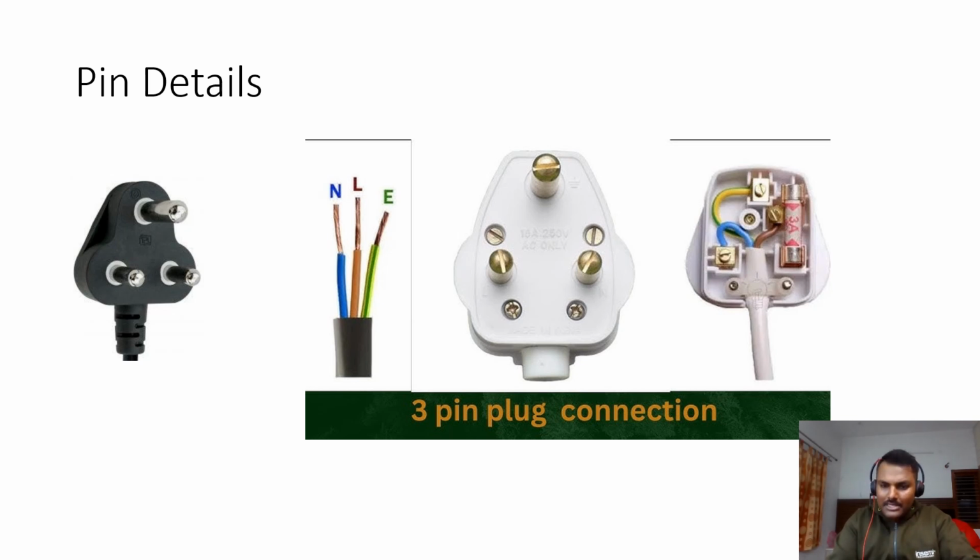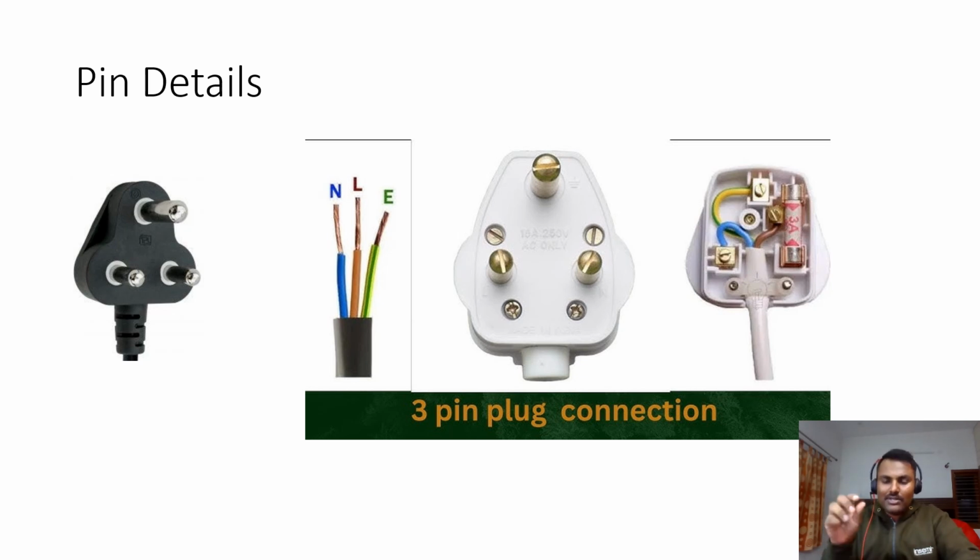among the 3 pins, one is line, which feeds the current, you can think of it like the positive line, and neutral is the return path for the current. In DC we say positive and negative lines. In the same way in AC, line is the positive and neutral is the negative, you can think like that. And one more pin is earth.